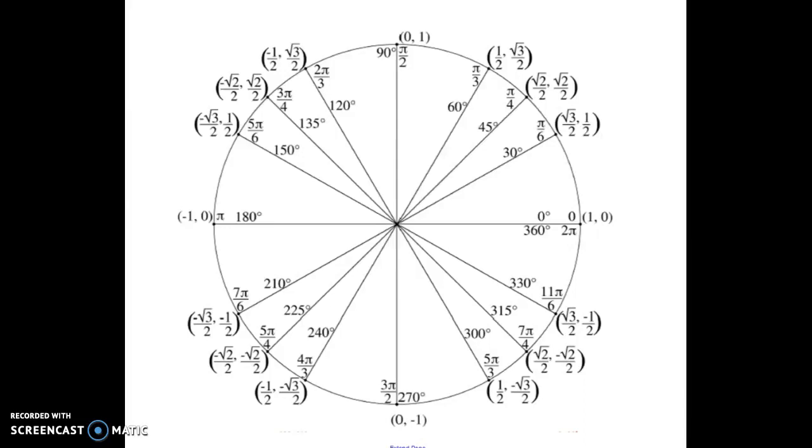We've had a lot of practice when it comes to evaluating trig functions of angles that are in radians, and now we're going to switch gears and focus more on angles that are in degrees. By the end of this, hopefully your goal is to be able to evaluate, for instance, the sine of 240 degrees without looking at your unit circle.